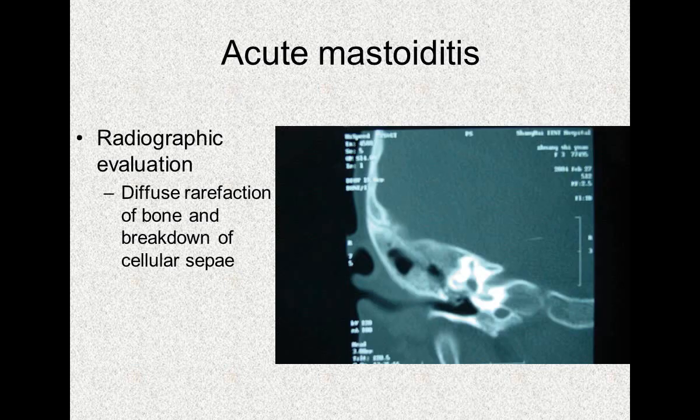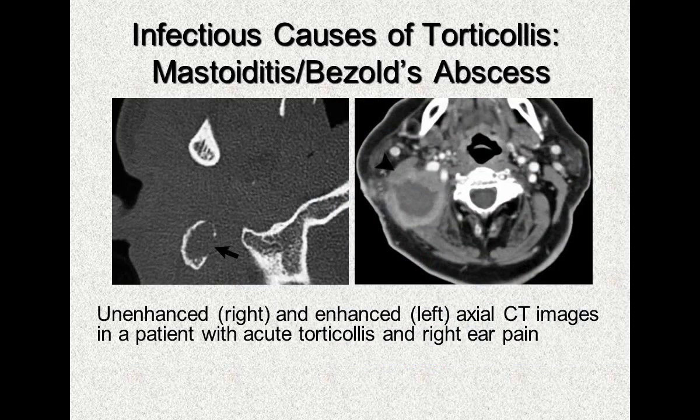Acute mastoiditis radiographic evaluation: diffuse rarefaction of bone and breakdown of cellular spaces, don't forget. Infectious causes of torticollis: mastoiditis, Bezold abscess is one cause of torticollis. This is unenhanced and enhanced axial CT with acute torticollis, right ear pain, coalescing mastoiditis eroding the medial surface of the mastoid, inferior to this an abscess involving the right sternocleidomastoid, Bezold's abscess.